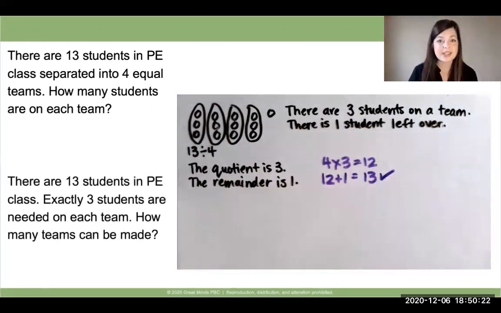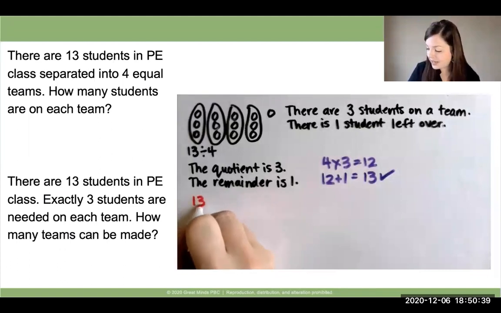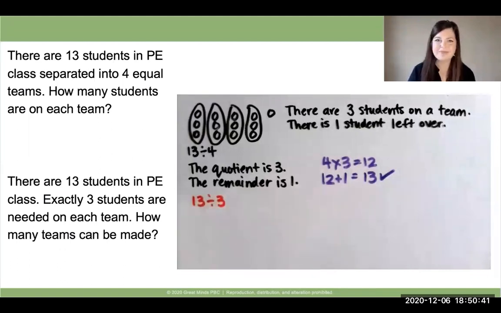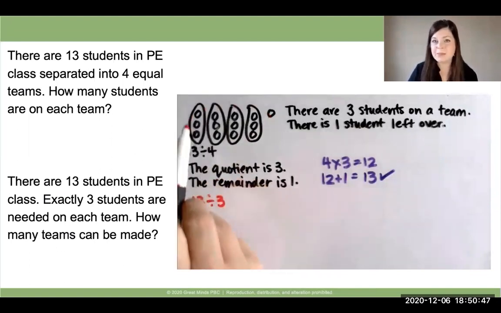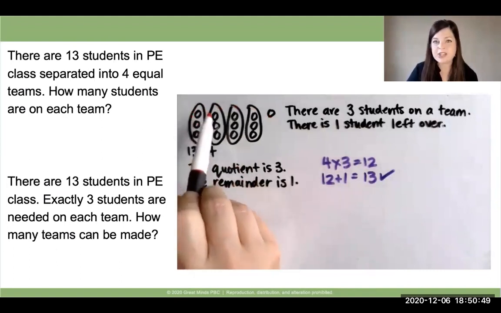Now let's revise the story again just a little bit. Let's read it. Ready? There are 13 students in PE class. Exactly 3 students are needed on each team. How many teams can be made? Now, what division expression matches this story? 13 divided by 3. Do we need to draw a new array? No, this array still matches. We can see 13 people and 3 people on each team.